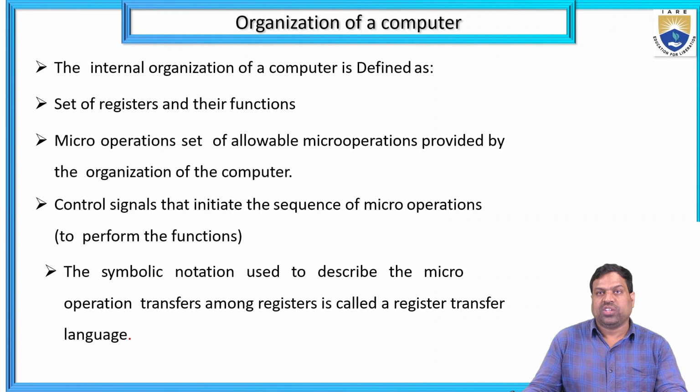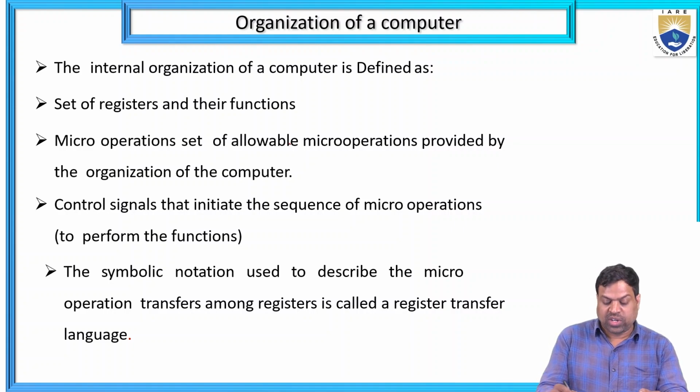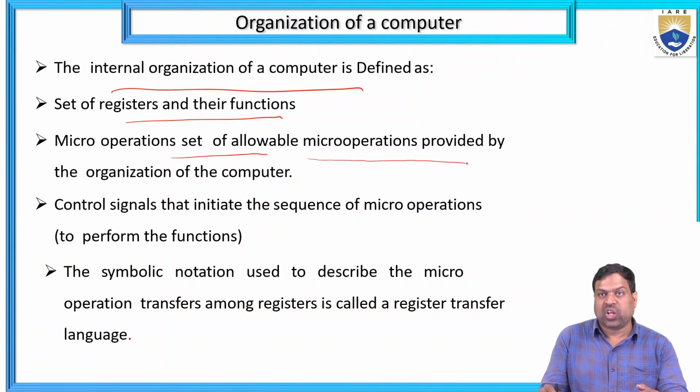The internal organization of a computer is defined by the set of registers and their functions, the set of allowable micro operations provided by the organization of the computer, and the control signals that initiate the sequence of micro operations to perform the functions. So this is how the computer internally organizes the registers and their functions, the allowable micro operations, and the control signals that initiate the sequence of micro operations.